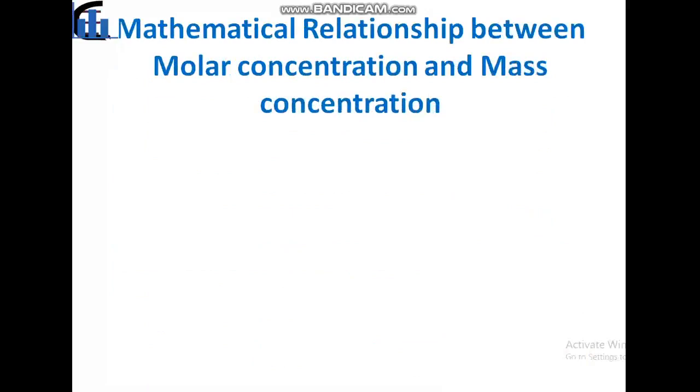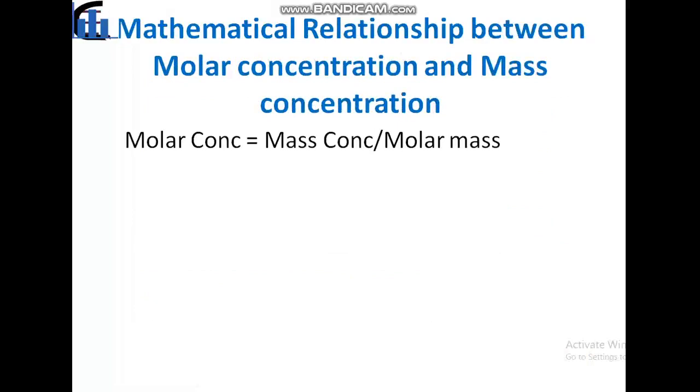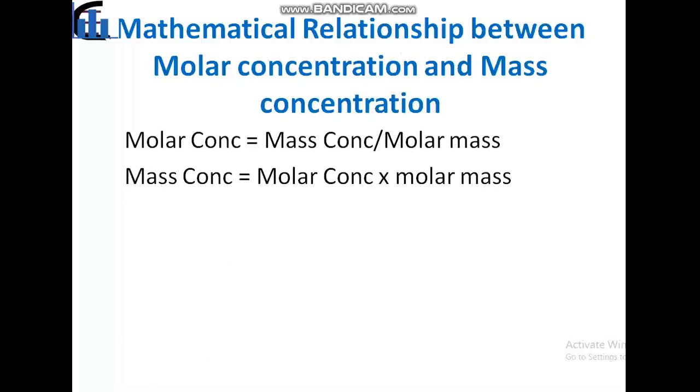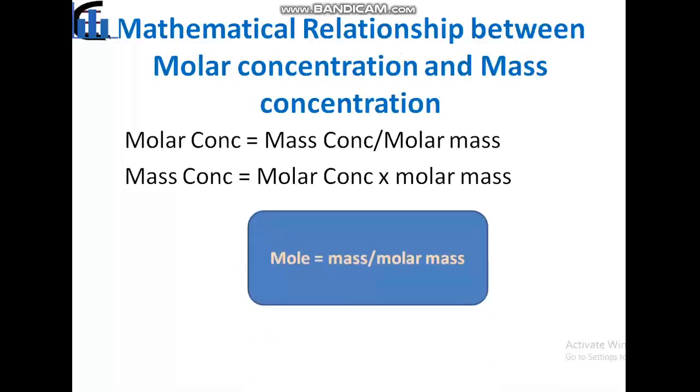Let's continue. Mathematical relationship between molar concentration and mass concentration. Molar concentration is equal to mass concentration over molar mass. Mass concentration is equal to molar concentration times molar mass. For me, once I remember the basic formula in chemistry, which is mole equal to mass divided by molar mass, then remembering this relationship between molar concentration and mass concentration won't be a problem.